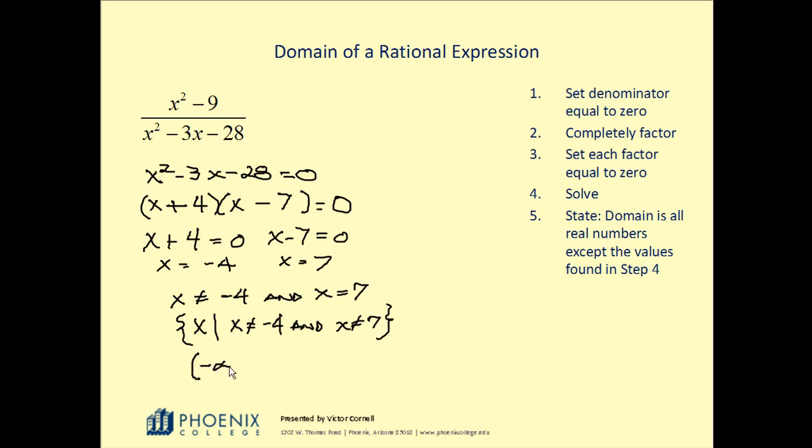So you'd put any number from negative infinity to negative 4 would be okay. Negative 4 does not work, so I'm not going to put brackets there. And then I'm going to start from negative 4 and go up to 7. And then I'll start at 7 again and go up to infinity. So this is the way you would show interval notation, showing all reals work except for negative 4 and x equals 7.